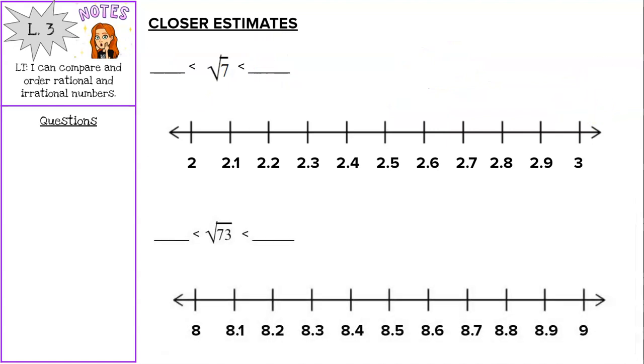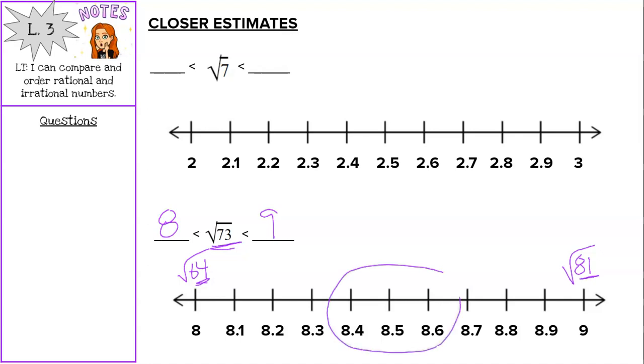Let's do one more example. On the last slide, we said that the square root of 73 was between 8 and 9, between the square root of 64, which is 8, and the square root of 81, which is 9. So we want to get a closer estimate. 73 is pretty close to right in the middle of 64 and 81, looking at these numbers under the square root. So I'm going to check these middle numbers here.